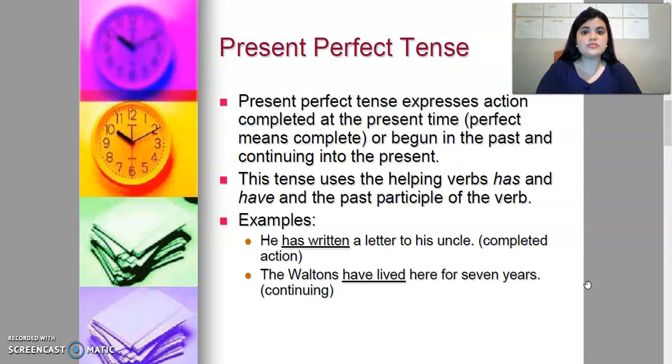For example, exercise number 2. The Waltons have lived here for 7 years. So as you can see, we use have when there is a plural. Actually, the Waltons becomes a pronoun, it becomes they. So they have. We cannot say they has, because we use has only for he, she, and it. Okay? She has, he has, it has. He has walked, she has walked, it has walked.